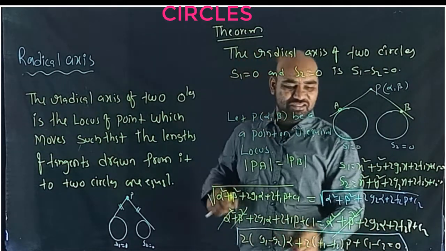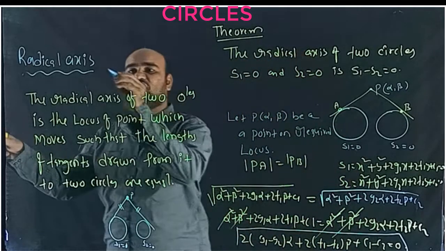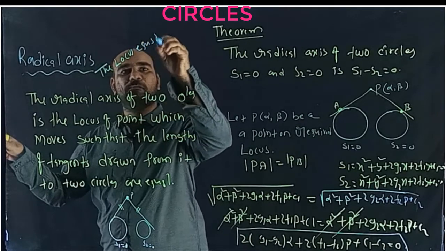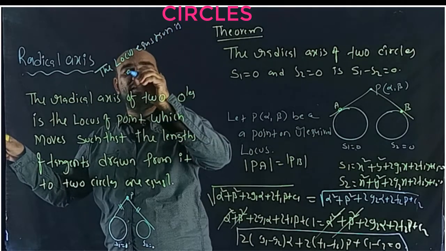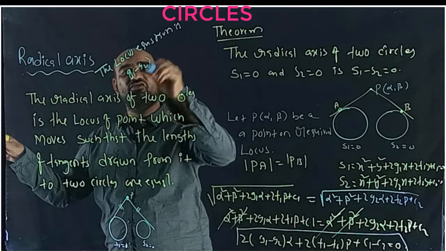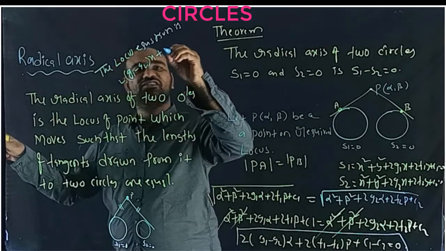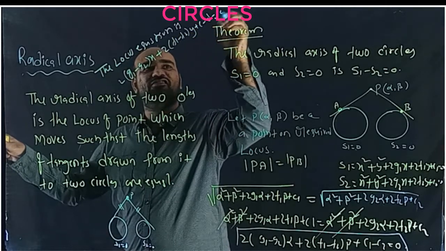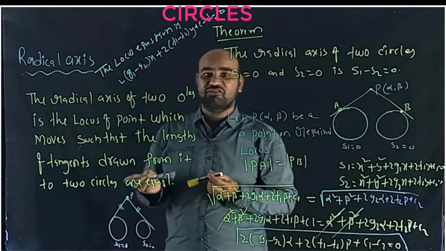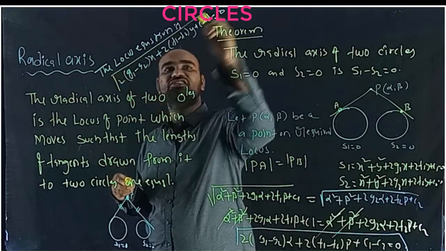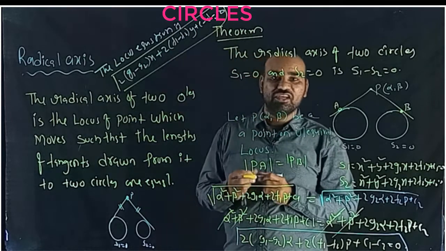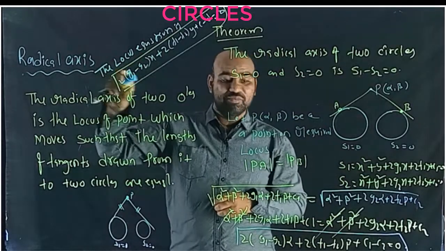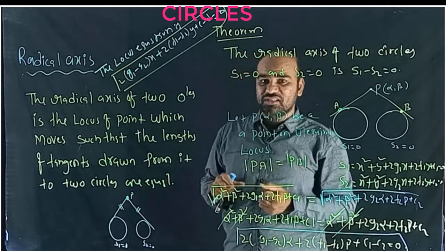Now I want to generalize. Instead of alpha I will write x, instead of beta I will write y. So the locus equation is 2 times of (g1 minus g2) into x plus 2 times of (f1 minus f2) into y plus c1 minus c2 equal to 0. This is the required locus equation. It is in the form of ax plus by plus c equal to 0 under the condition mod a plus mod b not equal to 0. So this is a straight line, which means our radical axis is nothing but a straight line.